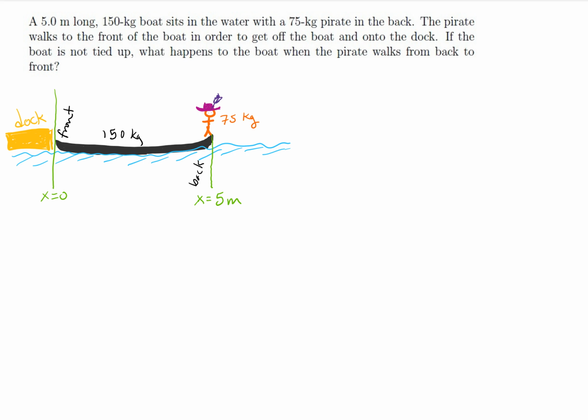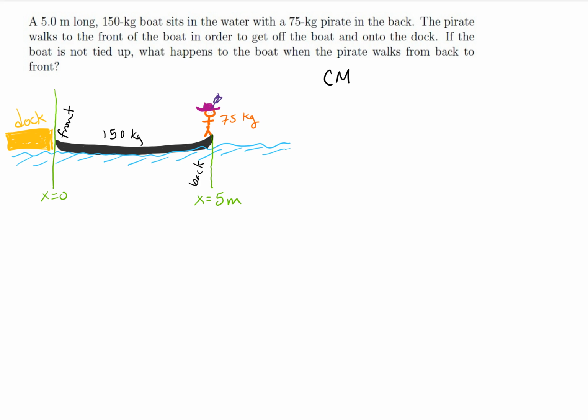So I drew a little picture here, and I always recommend that you draw a picture or a diagram with your homework problems, especially if there isn't one provided. It can be really helpful for visualizing the situation. And in this problem, the concept of center of mass, CM, is really useful, because we have a system of two objects. There's a boat and a pirate, and we can consider the behavior of the system just by thinking about the position of the center of mass.